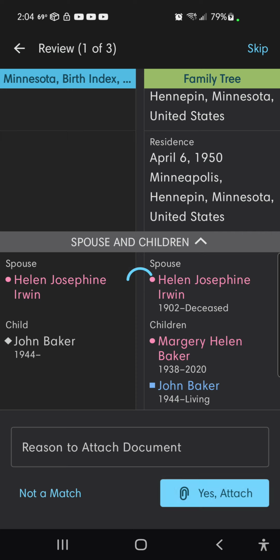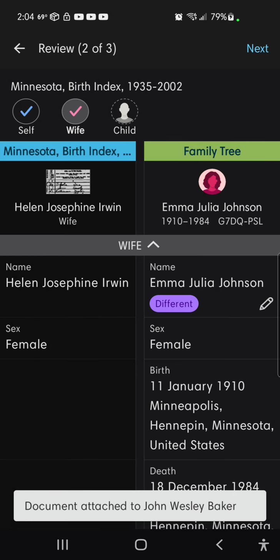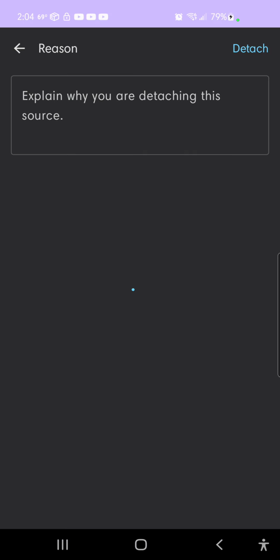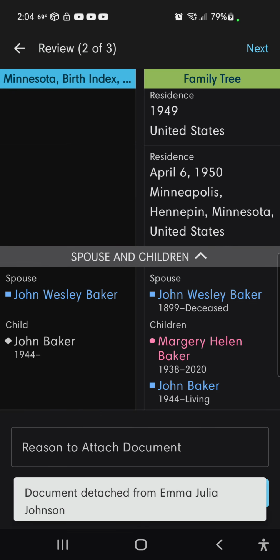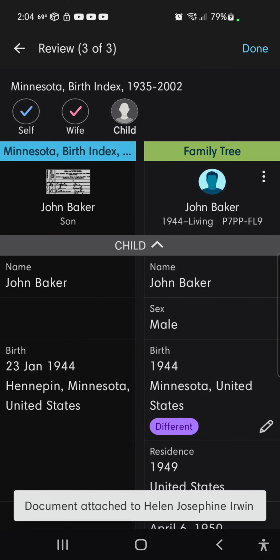Let's go here. We're going to attach that. And it's going to take forever because it's FamilySearch. And then this is also wrong. So we're going to detach it. Just because she had a J in her first name does not mean that it's the same person. Okay, here we go. Now we're attaching to her. And now we've got John.